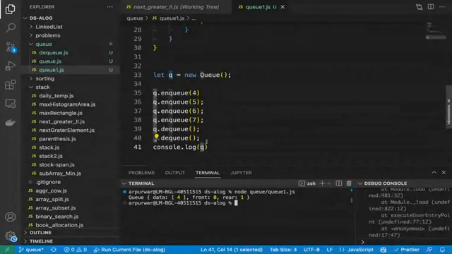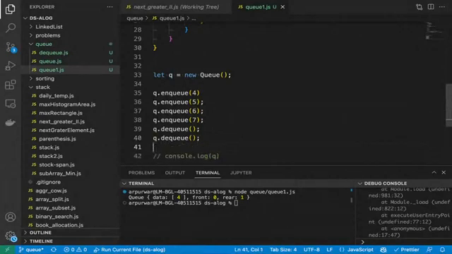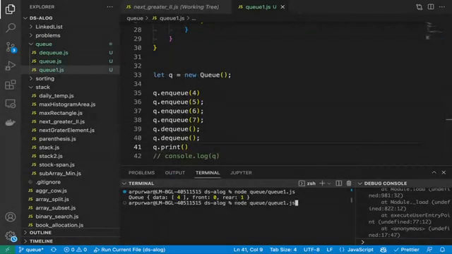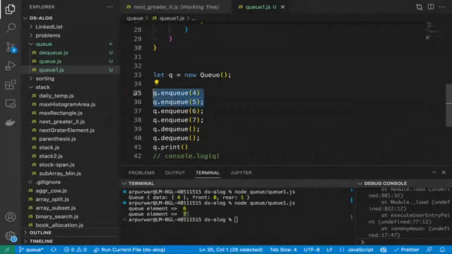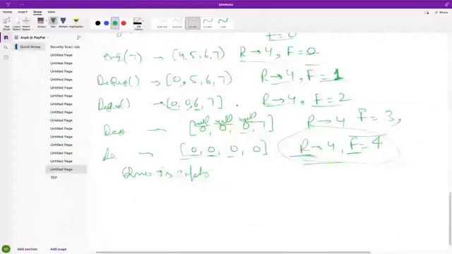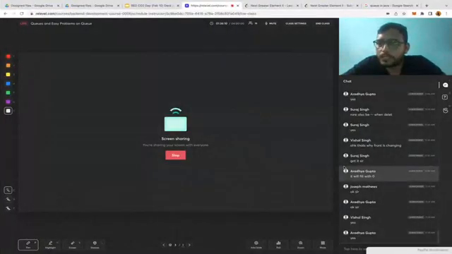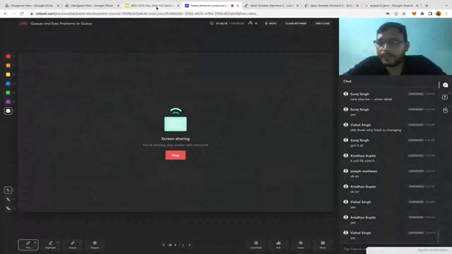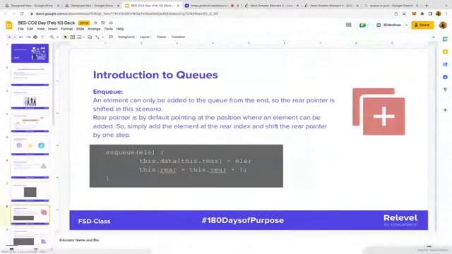Let's call out the print. Q.print. You can see 6 and 7. Only two elements which are right now in the Q are there. You can see 4, 5 have already been popped out or DQ'd. Everyone understood? Now let's see if there is any other method which we have in the queues.